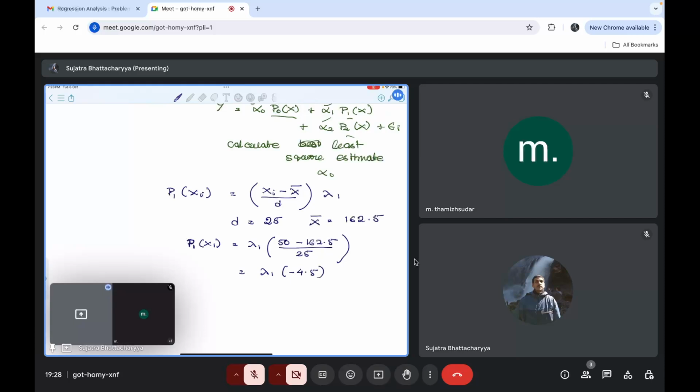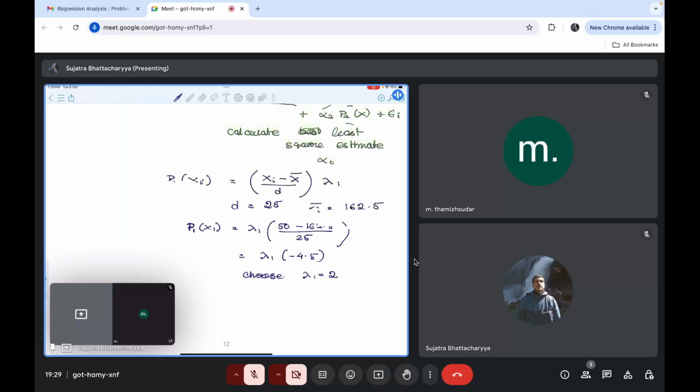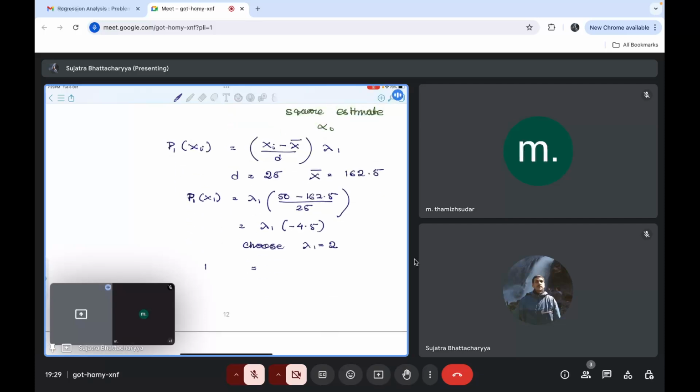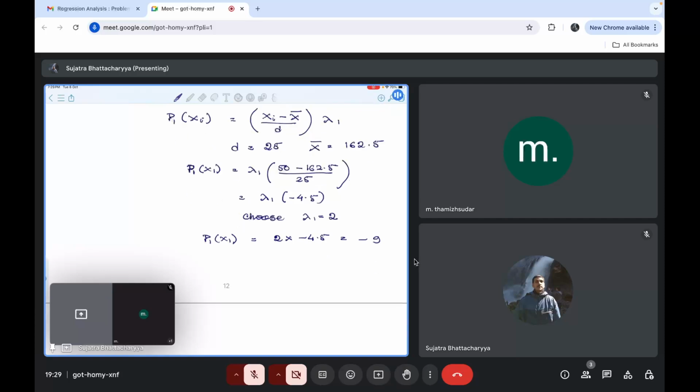What should I do to make it an integer? Just multiply by 2. So choose lambda 1 equal to 2, and you will get P1 x1 as 2 times minus 4.5, which is equal to minus 9. Once you have fixed lambda 1, for all other calculations of x2, x3, x4 you will not change lambda 1. It will be the same. You will see that 2 is a good choice.